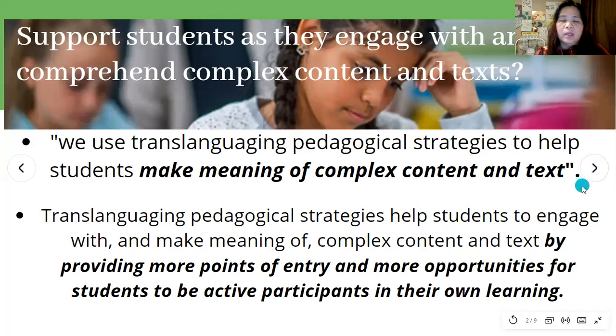According to this book, we as teachers use translanguaging pedagogical strategies to help students make meaning of complex content and text. The author uses Justine as an example. Here, there were language groups discussing ideas and negotiating new math through their home languages and English. They also use internet research, reading, and writing. Translanguaging pedagogy helps students engage and make sense of complex content and text by providing more points of entry and more opportunities for students to be active participants in their own learning.